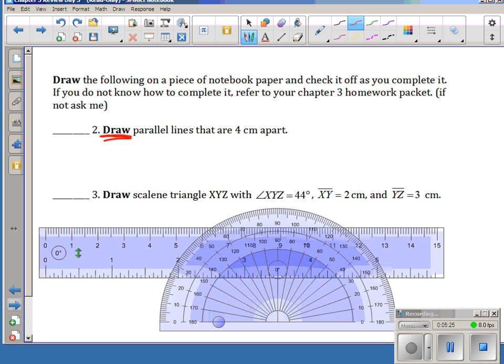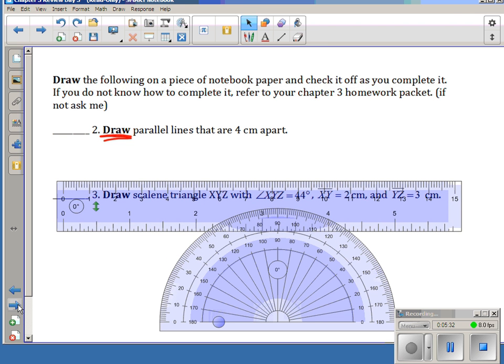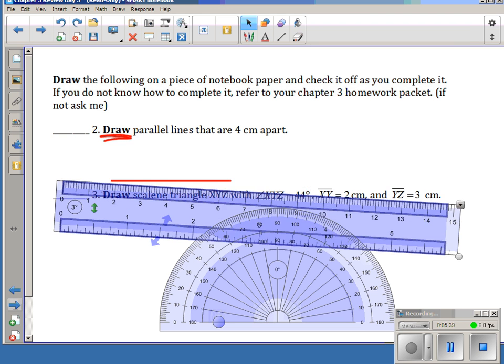And you can see I have the ruler and the protractor here because I'm allowed to use those when it says draw. I'm not allowed to use those when it says construct. So I'm going to start off with my ruler. When I want to draw parallel lines, I can start by just drawing a straight line, right? Now they need to be 4 centimeters apart.